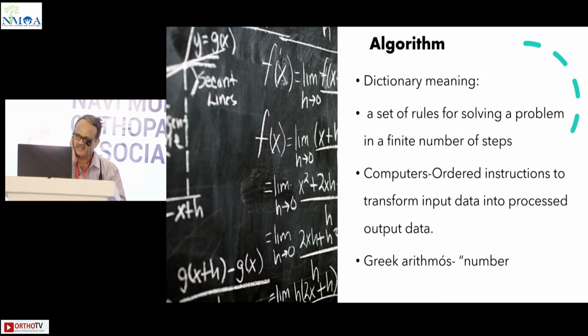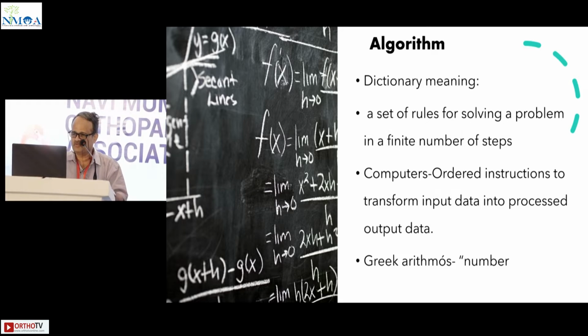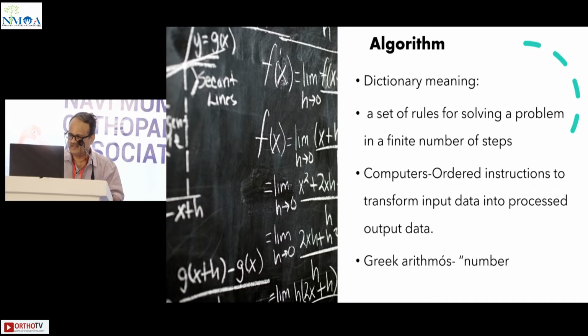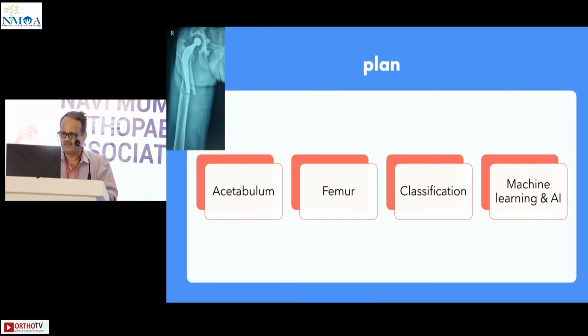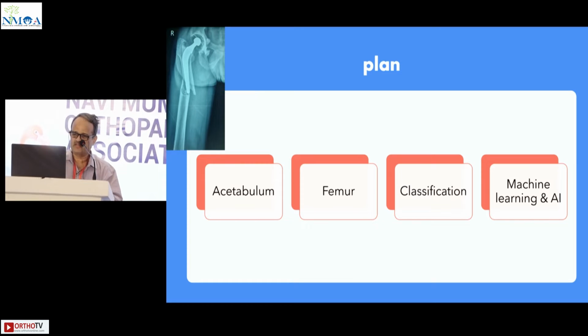Algorithm, if you go by the dictionary, is a set of rules for solving problems in a definite number of steps, or in computers, it's instructions to transform input data into processed output data. It's derived from the Greek word arithmos, that is number. So let's go in a stepwise manner: acetabulum, femur, then classification, and this will be done in a short time by machine learning and artificial intelligence.